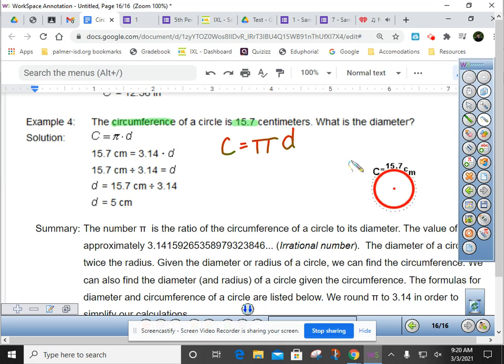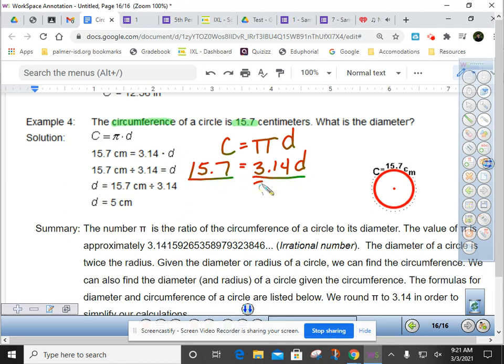So this time, instead of filling in the diameter, what are you going to fill in? Circumference. So I'm going to do it like this, 15.7 equals, what do we use for pi? 3.14. Notice what I did there. What is our goal? To get the diameter, the d by itself. What do I do? Divide both sides by 3.14. That one goes away. We're going to have the diameter is 5. They just divided it.